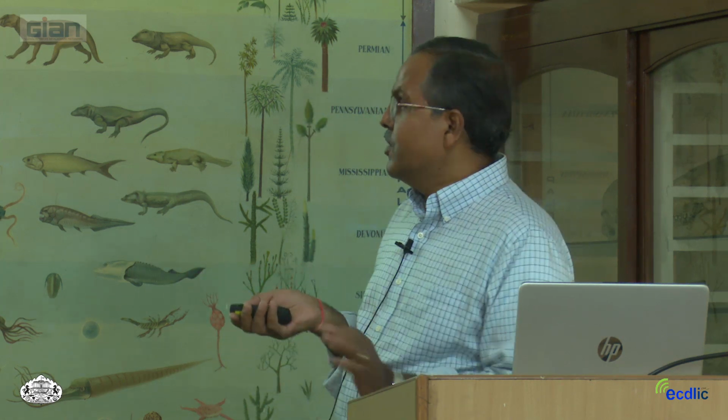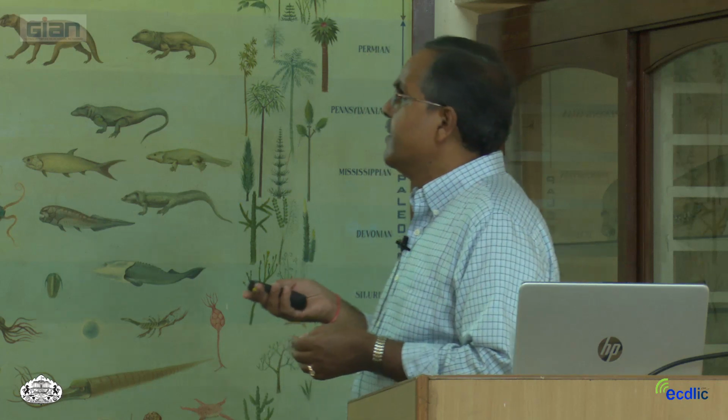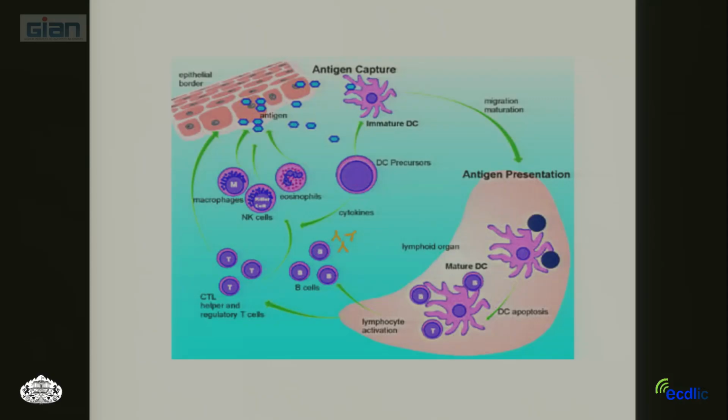MHC class 2 molecule, all antigen presenting cells will have to express. It's restricted to these 3 cell types. And MHC class 1 is expressed by all cell types in our body. So here is a very generalized view of antigen presentation, processing, and T cell activation.